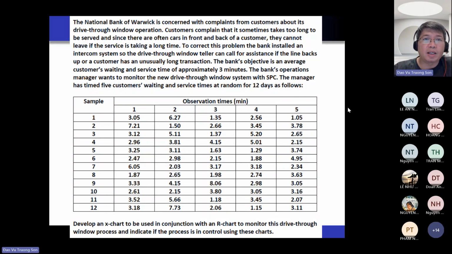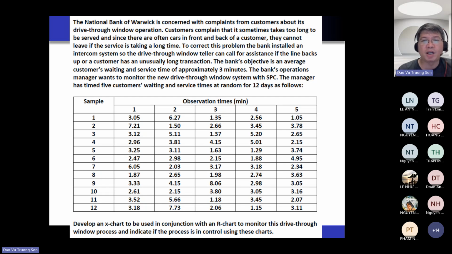So here you have a bank, all right? A bank with many operations, okay? Some people actually measure the customer service time per employee. We have taken like 12 days of measurement, and each time we have 5 measurements. So the subgroup size is 5. The observation represents the service time per customer.